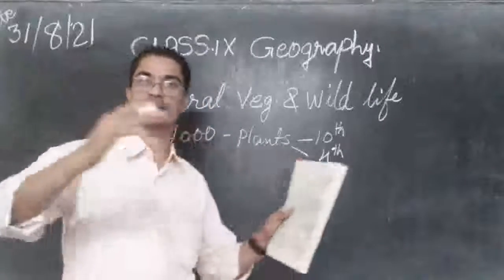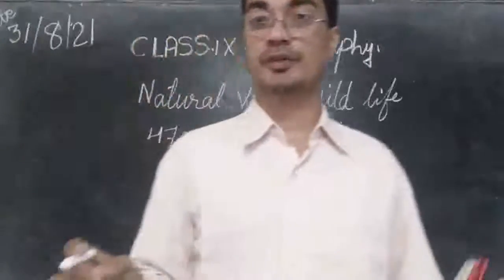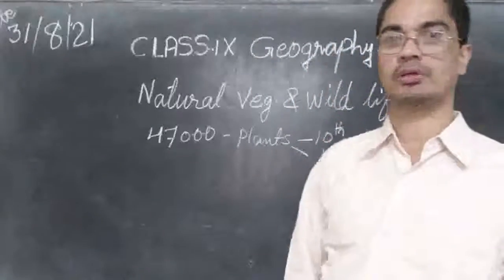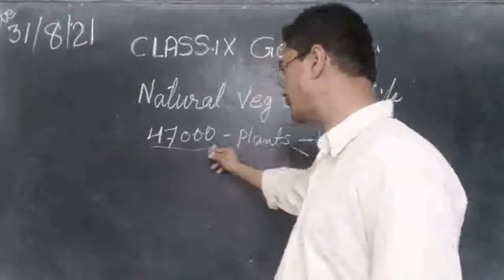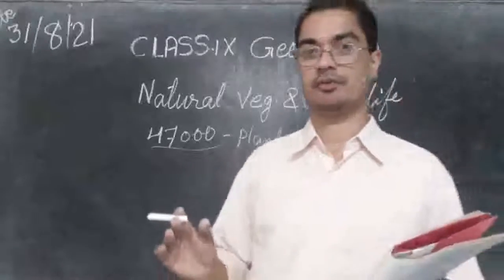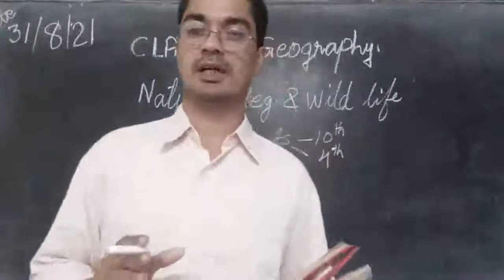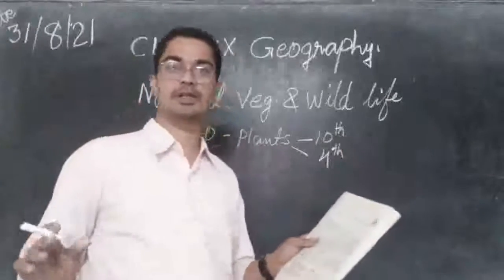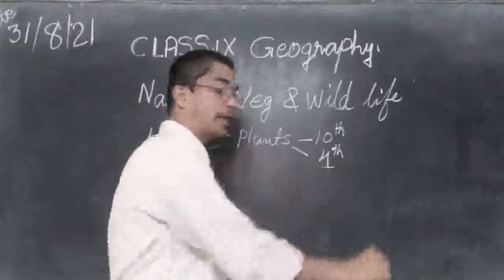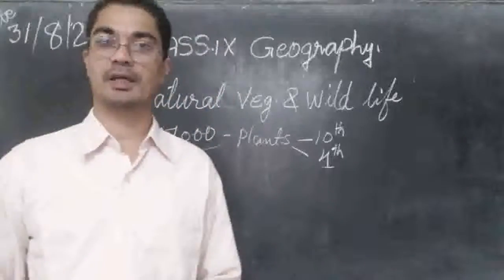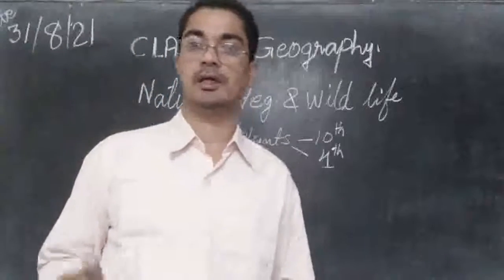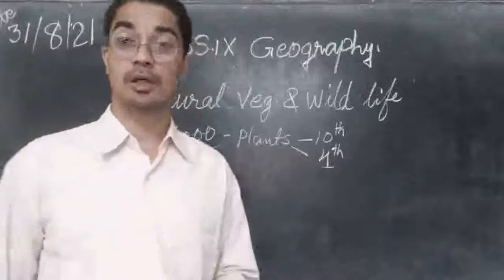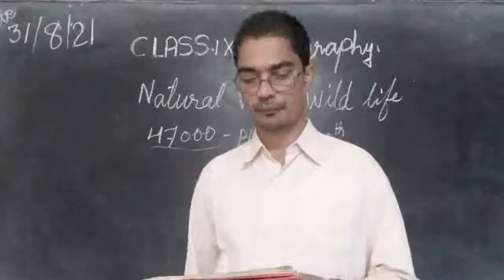So if you take all the countries in the world, which position do we have? We have 10th position in the world because we have 47,000 types of plants in India. And if you take the countries within Asia, then we have a higher rank. We have 4th rank in Asia, and in the world we have 10th position. So that's a very good thing for us.